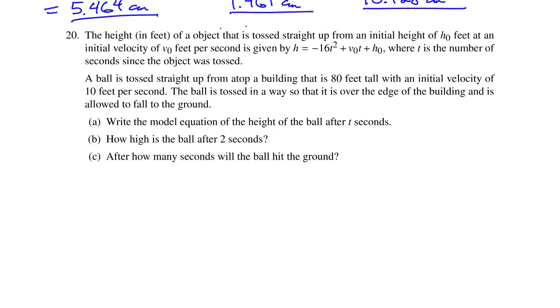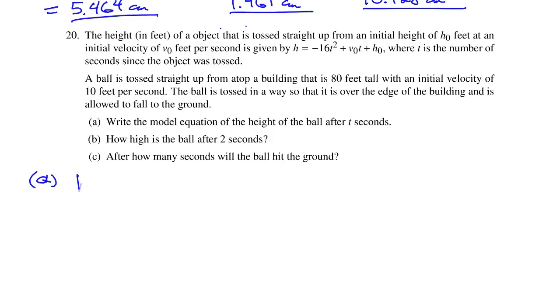A ball is tossed straight up from atop a building that is 80 feet tall with an initial velocity of 10 feet per second. The ball is tossed in a way so that it is over the edge of the building and is allowed to fall to the ground. Question A. Write the model equation of the height of the ball after t seconds.